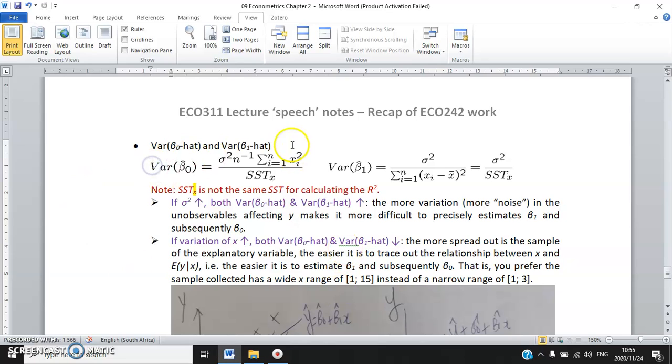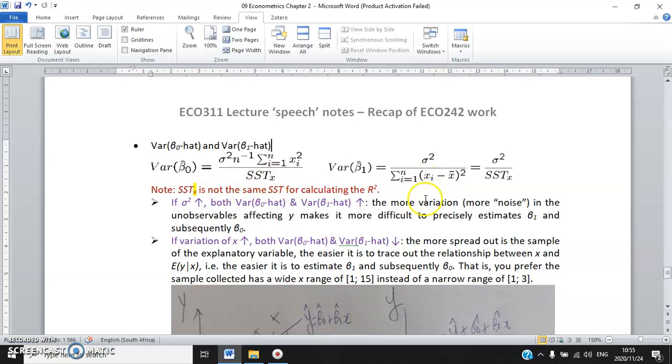Okay, let's go back to these two terms, variance of B0 hat and variance of B1 hat. In the previous video, I reminded you that for this n to the power of -1, you can actually put the n in the denominator here. And then this total sum of square of x is in connection with x but not y, as in the R² calculation. So this is the equation.